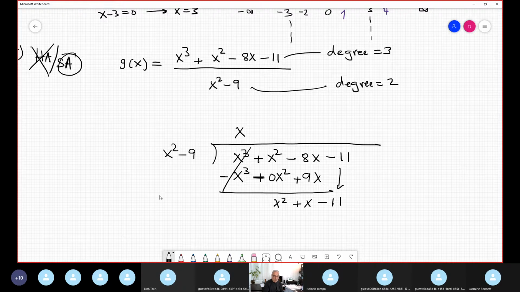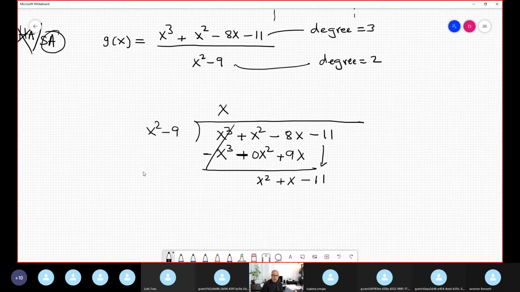Negative 11. Next term is plus 1. Because 1 times x squared is x squared. And 1 times negative 9 is negative 9. But by subtracting it, positive 9. And we have no x here, 0x. By subtracting, change the sign. Cancel out. And the answer is x plus 0 is x. And this is negative 2.